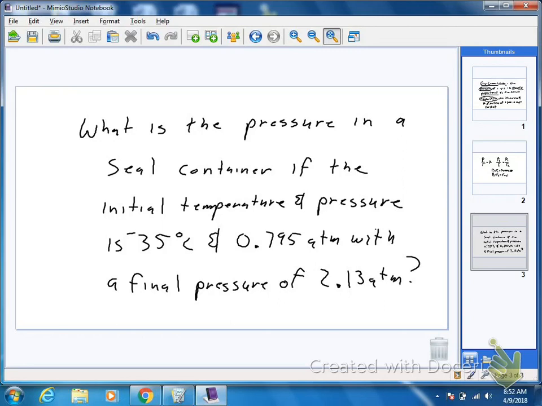So let's label the different parts. So we've got P1, sorry, not B1, T1, P2, and T2. Let's go through and label. So what would this be here, minus 35? T1.